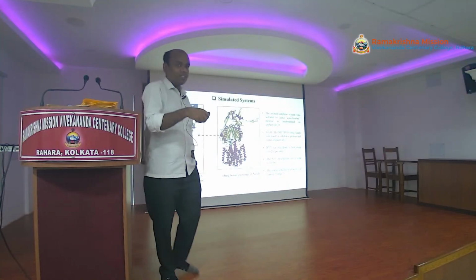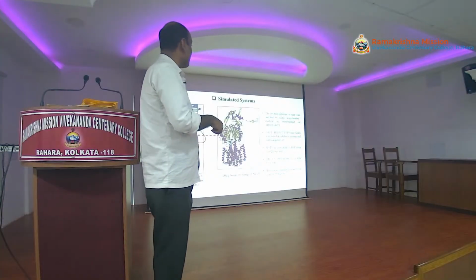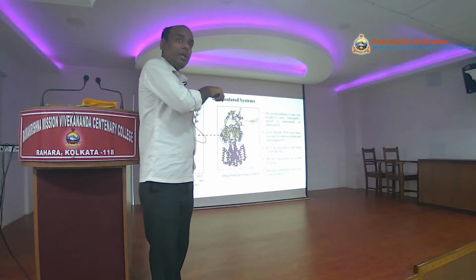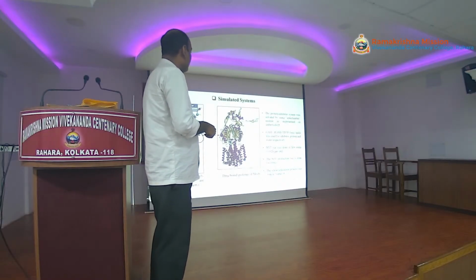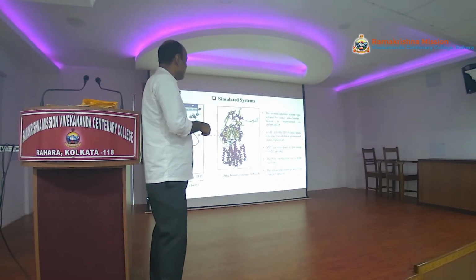So in order to understand the channel, this is the blue part and this is one of the monomers. Every protein has a trimer part. And this is one of the pockets that was not really there in the crystal.